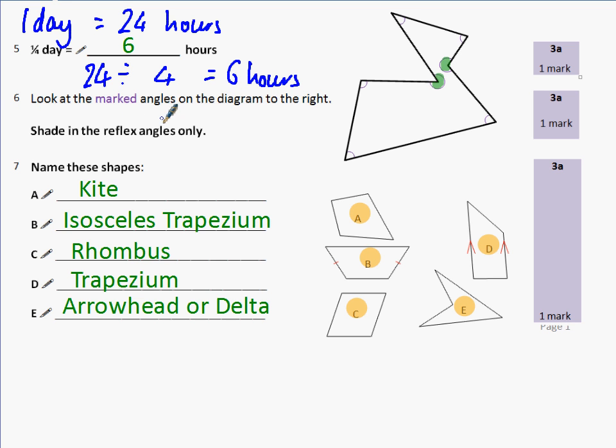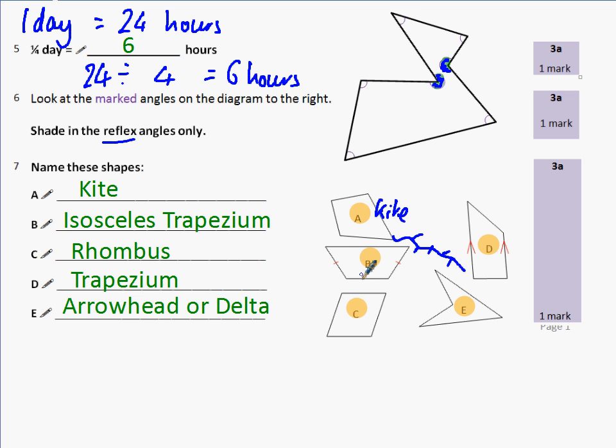Next question, question number 6. Look at the marked angles on the diagram to the right. Shade in the reflex angles only. These are angles that are bigger than 180 but less than 360. Here's one of them, and here's the other one. Name these shapes. This is a kite. It kind of looks like a kite if you imagine it flying off.